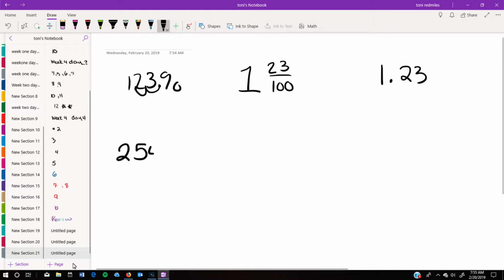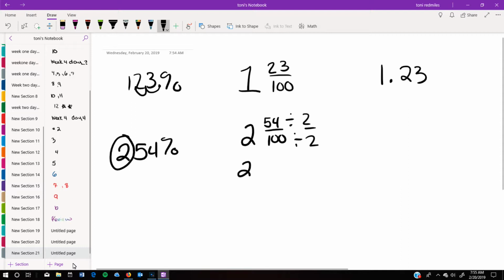Let's do another one like that. Okay, 2 is the whole number. It's going to be 54 over 100. I can reduce this by a 2. So it's 2 and, let me see, 27 over 50. All right. As a decimal, I'm just moving it 2 places, so it's going to be 2.54.